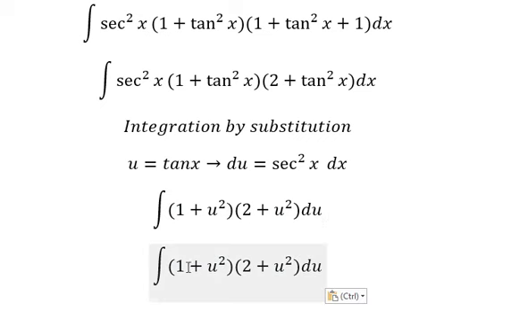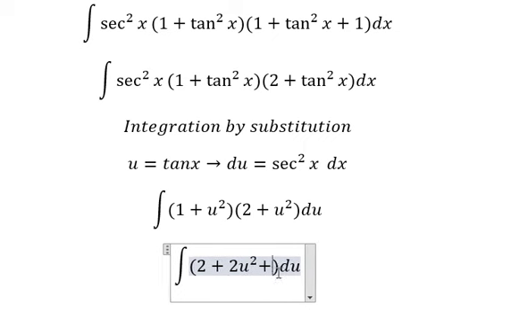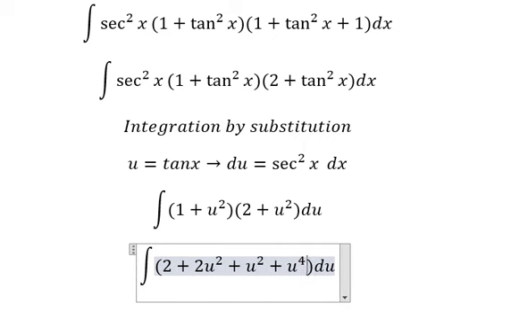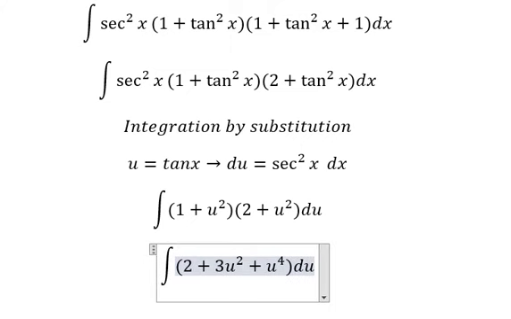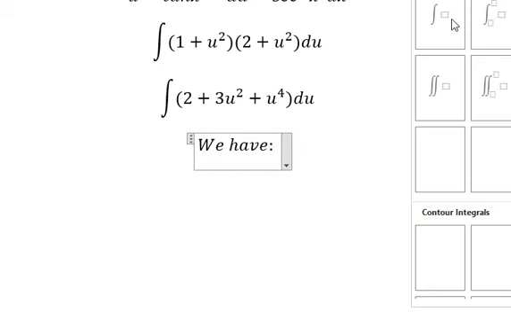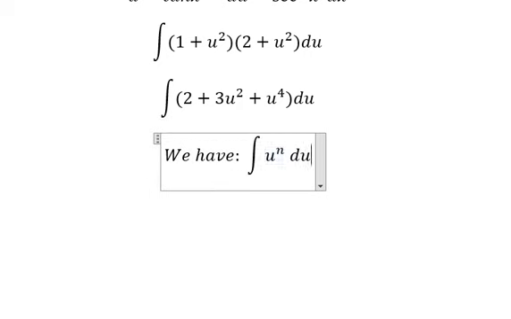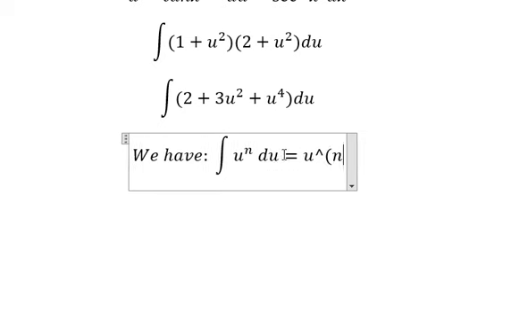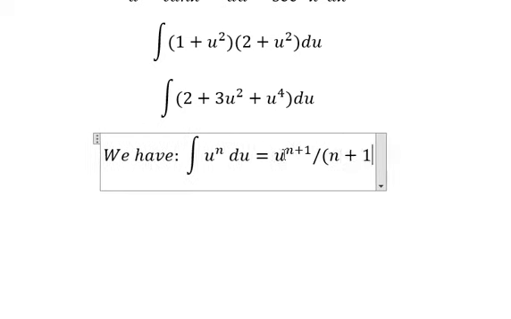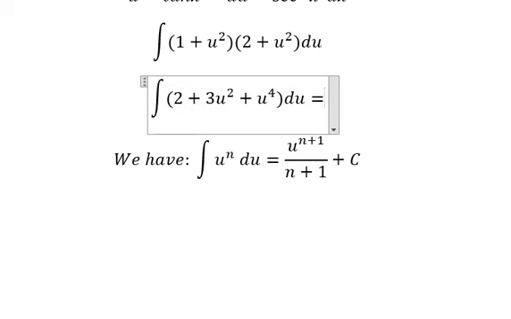Next, we need to expand this one. This one we have 3u squared. And now we have the formula in here. The integration of u to the power of n du is u to the power of n plus 1 over n plus 1, and I will put plus c. And now we have the final answer.